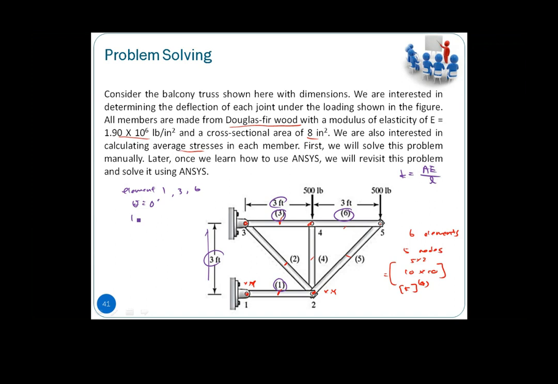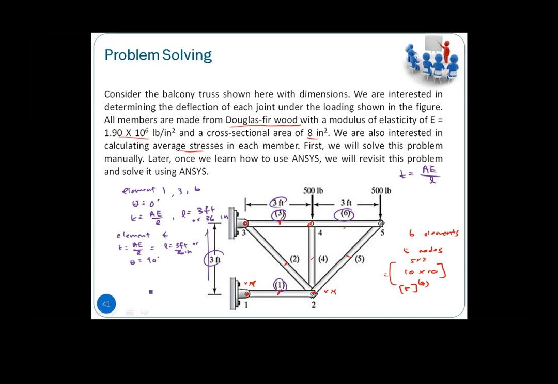K equals AE over L, where L equals 3 feet or 36 inches, 3 times 12. We can look into element number 4 also. Element number 4 has K equal to AE over L, and the length is also the same, 3 feet or 36 inches. Just that theta for element number 4 is 90 degrees. So elements 1, 3, 6 are one group, and element number 4 is another group.